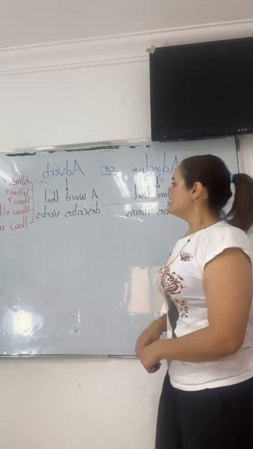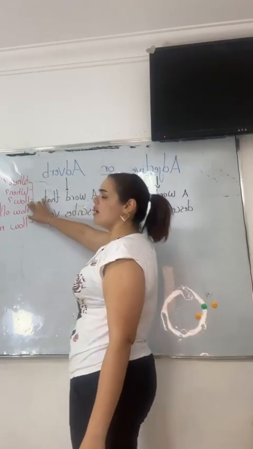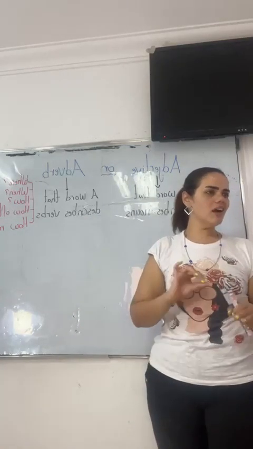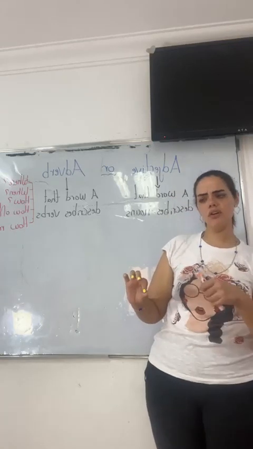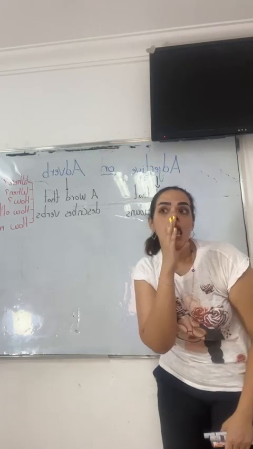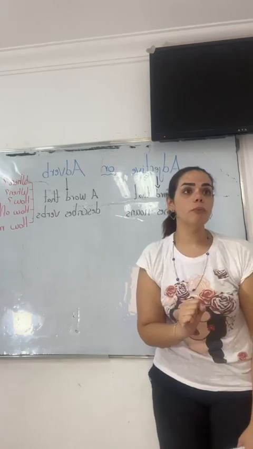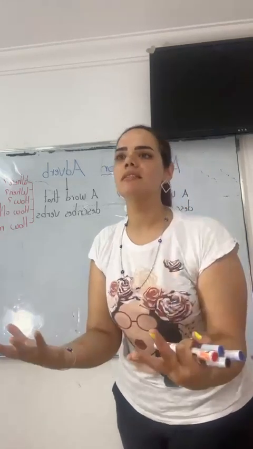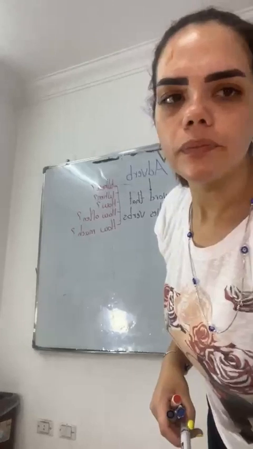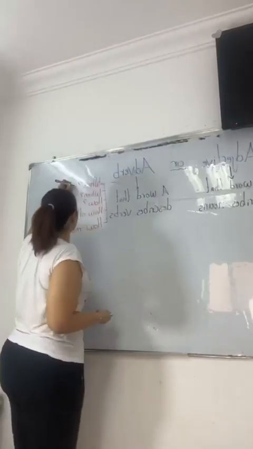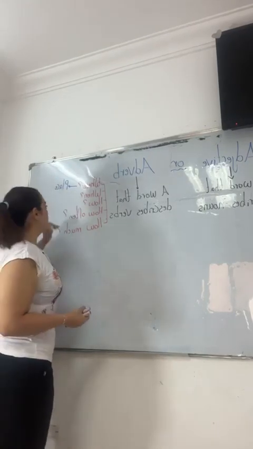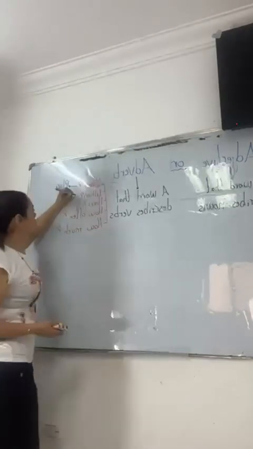Deal? Okay, and we said that an adverb of how describes how the verb is done, like how do you run? Quickly. How do you cook? Slowly. How do you speak? Loudly, or quietly. You got the point? So this is how the verb is done. Deal? Okay, so when I am talking about where, it means I am describing the place of the action. When I am talking about when, I am describing the time of action.